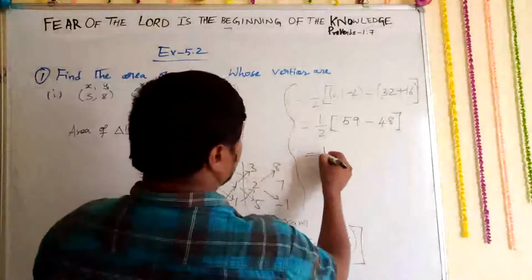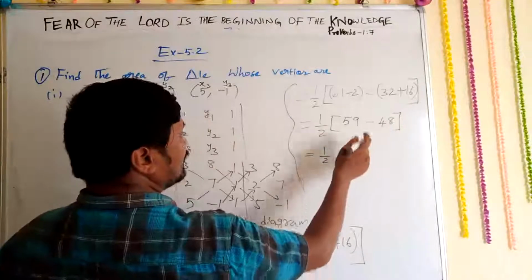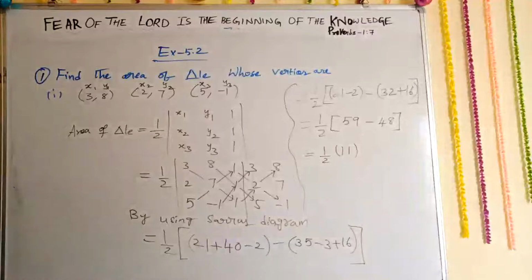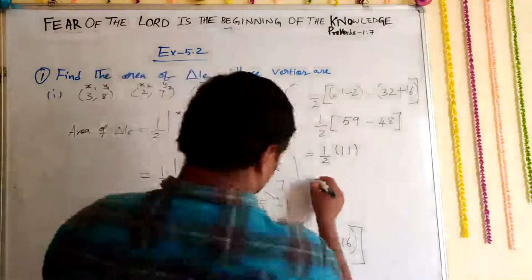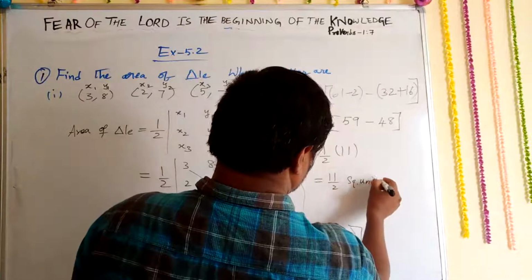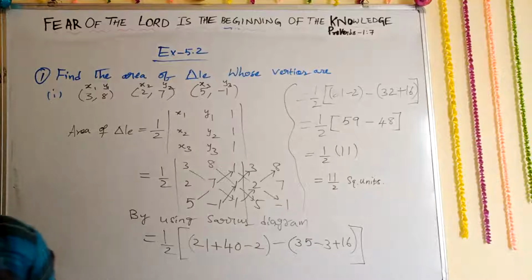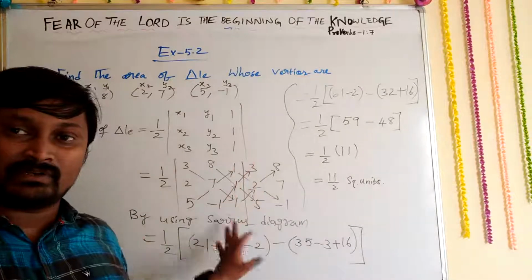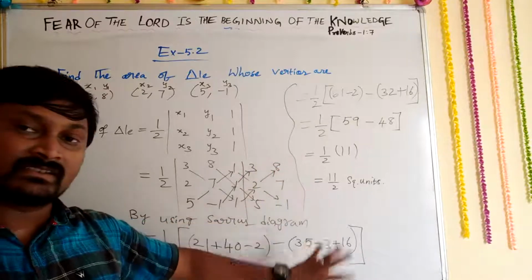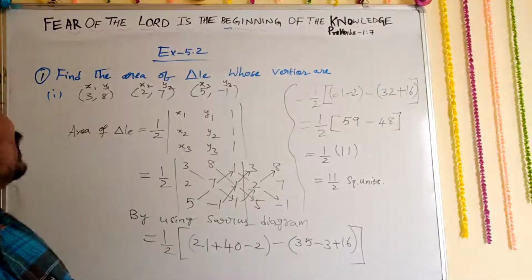So this is equal to half. 59 minus 48 is nothing but 11, so that is half into 11, which is nothing but 11 upon 2 square units. You may ask, sir, why did you check? Because last time a mistake happened in multiplication. So again, we don't want to make any multiplication mistake. Because of that reason, again we rechecked. Yes, 11 upon 2 is your answer.